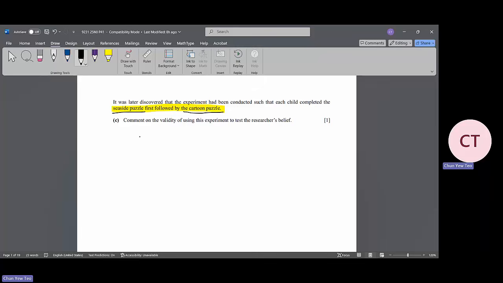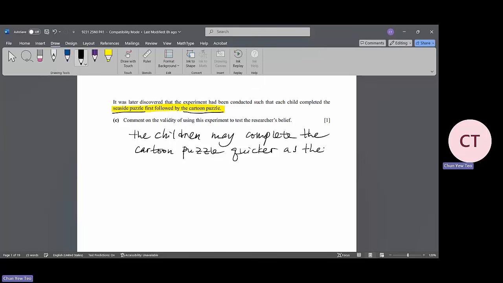So you just say that the children may complete the second puzzle, the cartoon puzzle, quicker as they have experience after they completed the seaside puzzle.